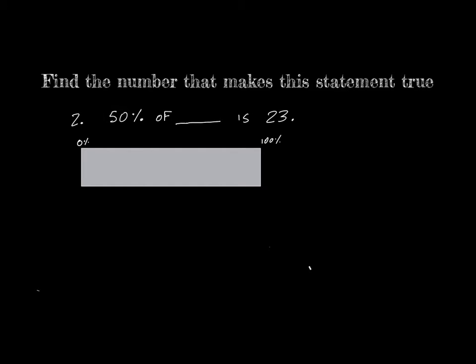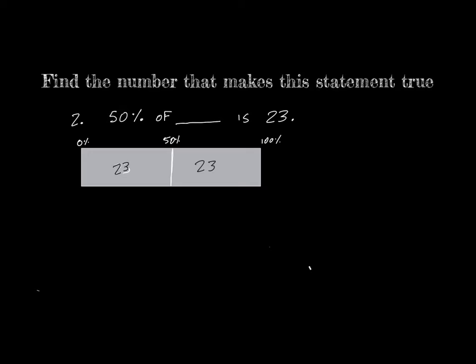So we're going to divide it in half, and we're going to put 50% on each side. Now we know that 50% of blank is 23. So we're going to write 23. If 50% is 23, then the other 50% is going to be 23 as well.